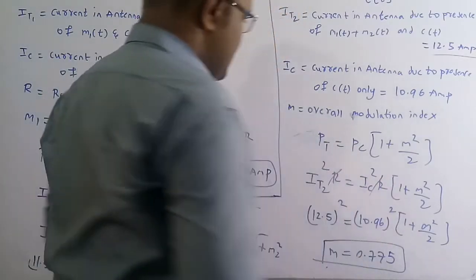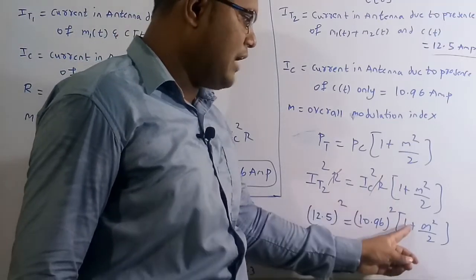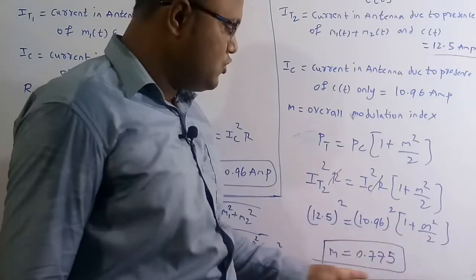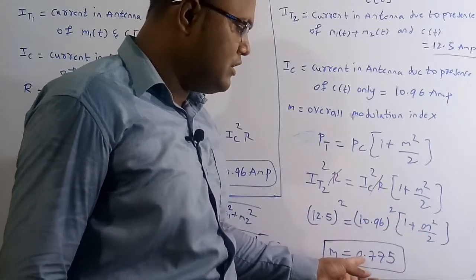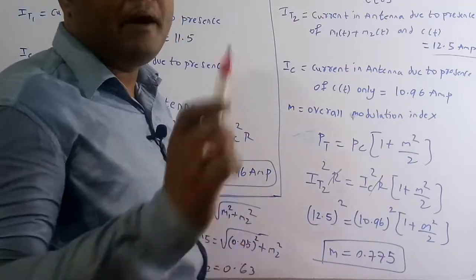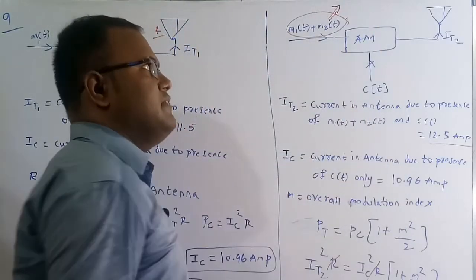So we know the value of I2, which is 12.5 whole square, and IC is 10.96 whole square, and 1 plus m square by 2. There is only one equation with one unknown. The unknown is m. So if you solve this one, we are going to get m equal to 0.775. So this is the overall modulation index. But we need to find the modulation index of the second message signal.